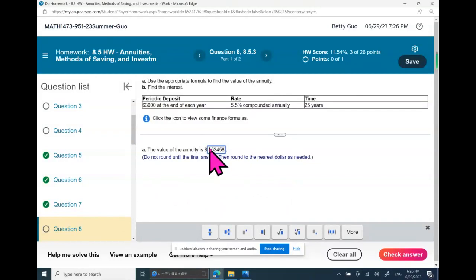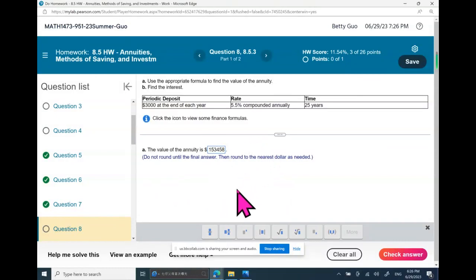So 153458. Also, the future value is negative. You just ignore the negative sign, okay? Please do not enter negative. When we enter the payment, since the payment is going out, we should enter the payment as negative. I can show you later, in the next question.